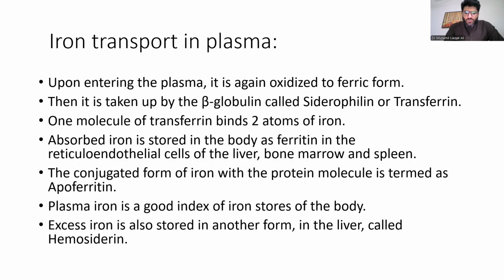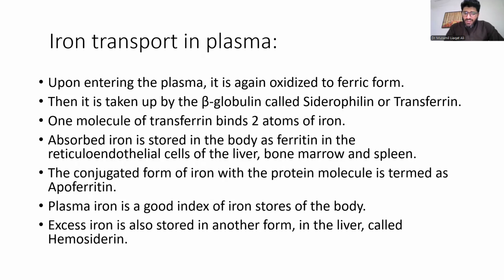Now, let's discuss the storage of iron. Absorbed iron is stored in the body as ferritin in the reticuloendothelial system, or the cells of the liver, bone marrow, and spleen. The protein molecule without iron is termed apoferritin. When iron is added to apoferritin, it becomes ferritin. Plasma iron is a good index of the body's iron stores. Low plasma iron typically indicates depleted iron stores, while high plasma iron may indicate iron overload.